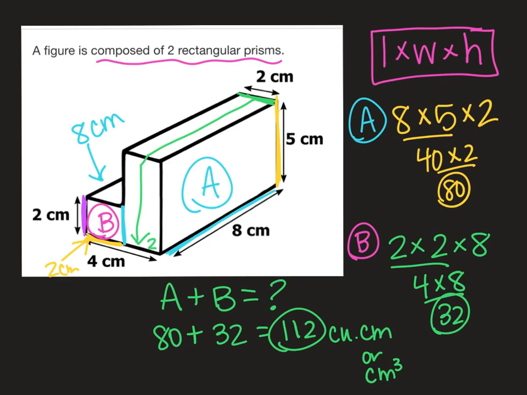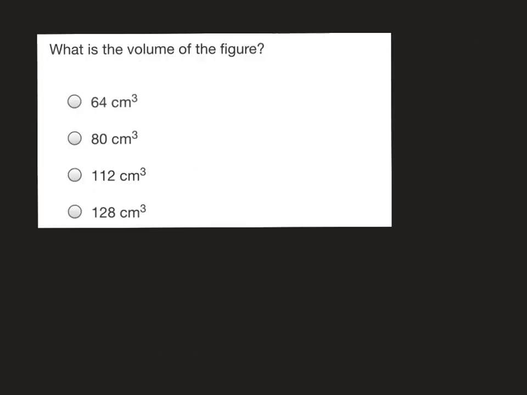All right, so what I want you to see is on the next page, these are the answer choices. And you can see we said it was 112 centimeters cubed, or cubic centimeters. And that is our answer right here. So remember, it can be written as cubic centimeters or centimeters with the little 3, which means cubes. Both are the same thing.